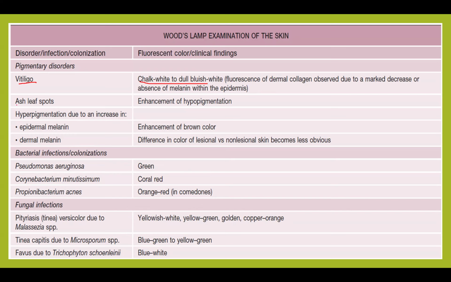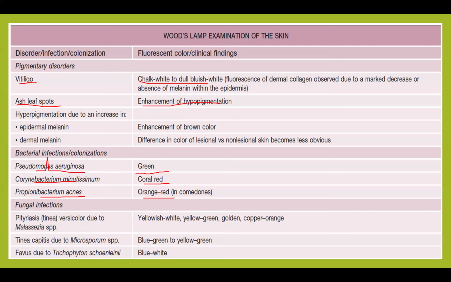And then when someone has ash leaf spots, which are usually in those connective tissue conditions, you end up with enhancement of the hypopigmentation. And then for infectious conditions, for example, if you have Pseudomonas aeruginosa, it will shine green. If you have Corynebacterium, for example someone has erythrasma, you'll get this coral red fluorescence. And then if you have Propionibacterium, the one that causes acne, it will shine orange-red, usually when you shine it on comedones, especially the white, closed comedones.